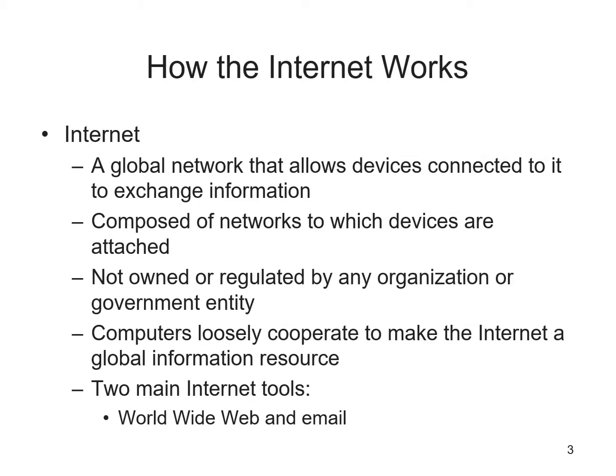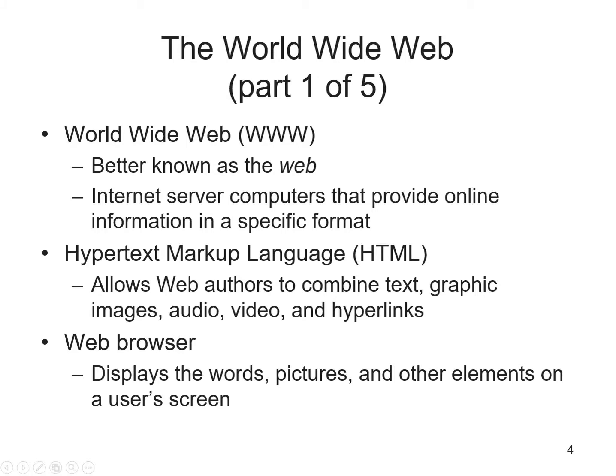Computers are loosely connected to make the internet a global information resource where everyone can get information from these computers. And two main internet tools are the World Wide Web, which we call www, and the emails that we are sending and receiving for official or unofficial purposes.